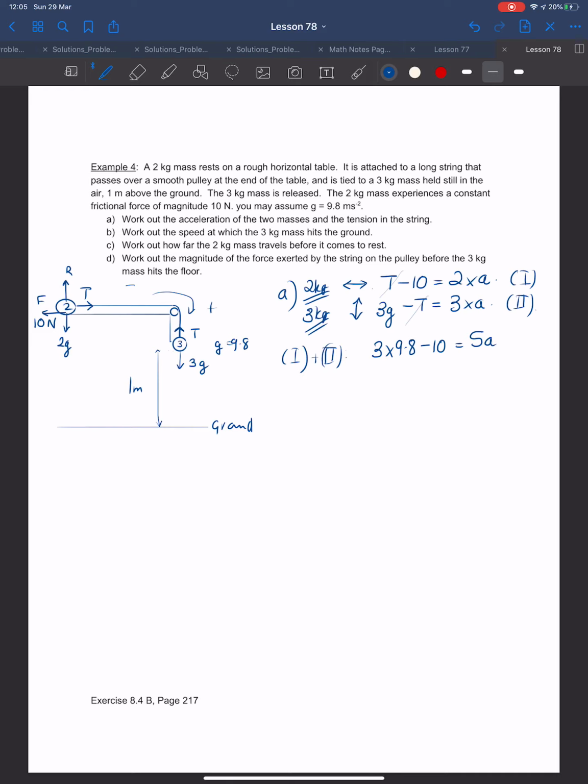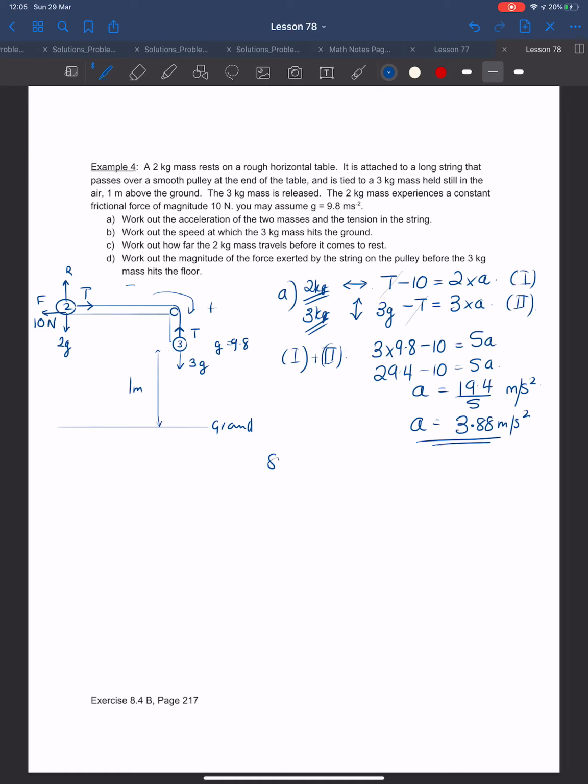3 times 9.8, 29.4 minus 10 is 5a. So a is 19.4 divided by 5 metres per second squared. That will divide nicely actually. So that's going to be 3.88 metres per second squared, and that's not rounded off. Even though we should round it off, I'm not going to round it off just yet.